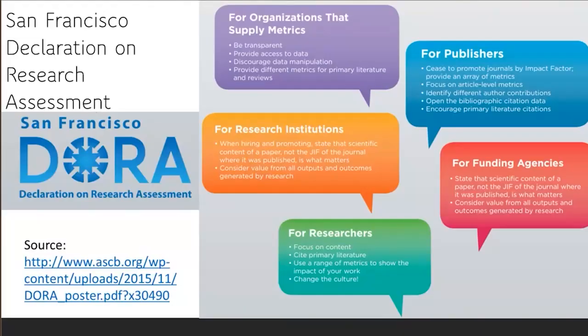And then for researchers, for individual authors, focus on the content, not on where you're getting published. Cite primary literature, not just literature that's been cited 1,000 times before. Look at different metrics to know how your work has impact and change the culture. And this is really hard to hold researchers accountable to because they just want to get published, right? So we have to look at research institutions and we have to look at hiring and promoting practices and not focusing on these arbitrary artificial numbers like the journal impact factor.